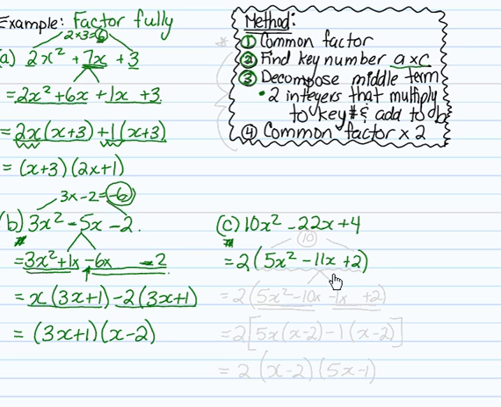Now, within this second factor, we have a complex trinomial, or trinomial with the a value other than 1. So we need to factor it using decomposition. We first look for the key number. So 5 times 2 is 10. And now we decompose the middle term into the two numbers that add to give negative 11 and multiply to give 10. We rewrite our first term and our third term, and we find the two numbers, which happen to be negative 10x and negative 1x.